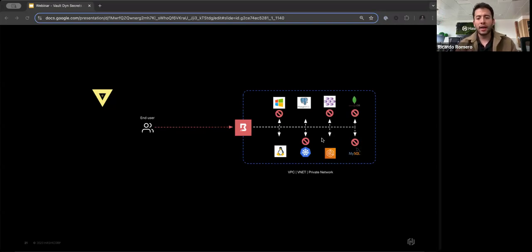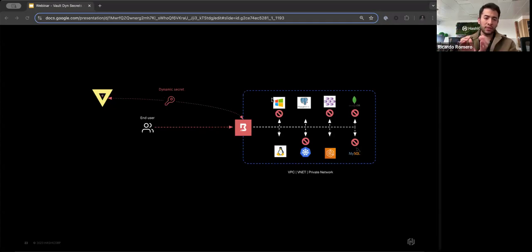So in this case, I only have access to AKS or the Ubuntu machine or the Postgres database. So let's say now we connect that Linux host and I have a list. So I connect to that host. And then what's going to happen is Boundary is going to automatically ask Vault for those credentials.